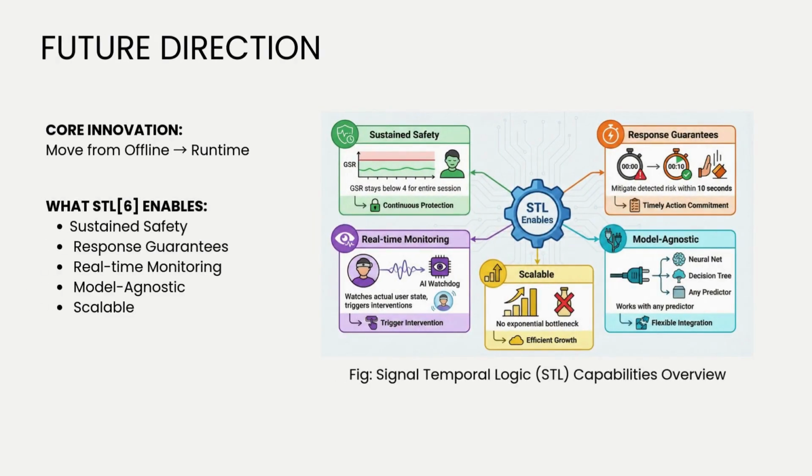So the core innovation is moving from offline to online. What STL can enable, since STL is able to express temporal properties, for example, sustained safety, response deadline, event sequence, that Bayesian network cannot do. It also provides a response guarantee and real-time monitoring, and STL is also model agnostic. So we can use any model, for example, LSTM, instead of being locked to the Bayesian network. And lastly, it provides scalability.